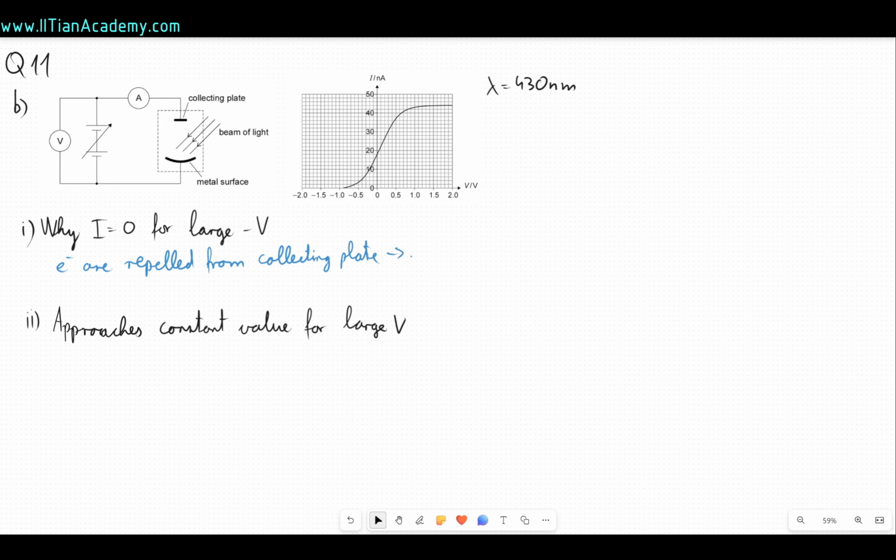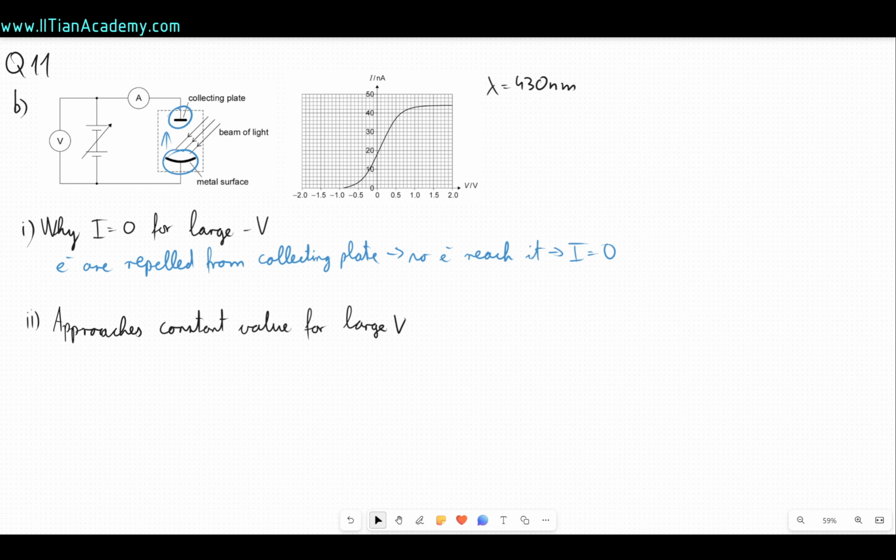So no electrons reach it. So if there's no flow of charge, it means that current is zero. And the reason they are repelled is because if we look at the circuit, this would be the positive side and this would be the negative side. So electrons would be attracted this way.